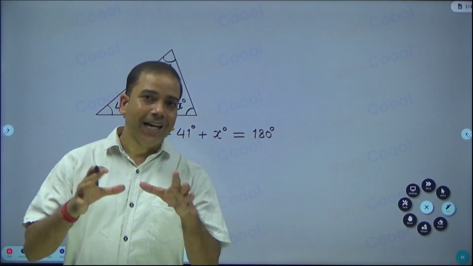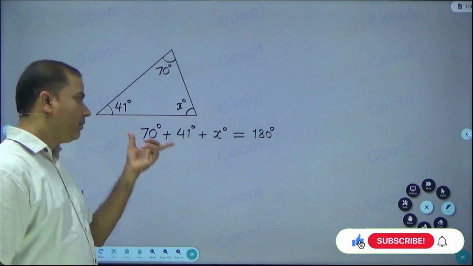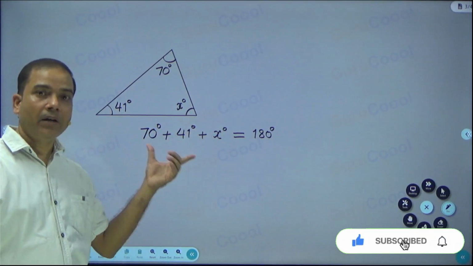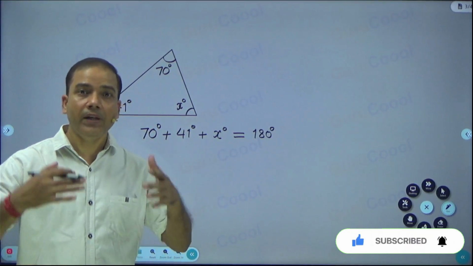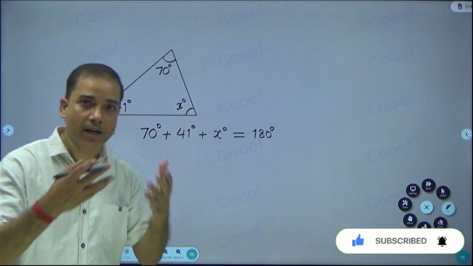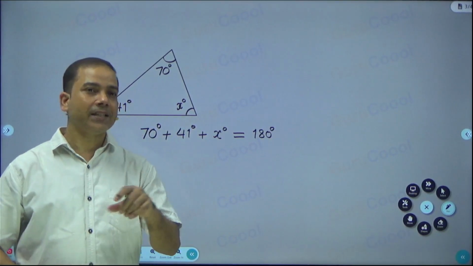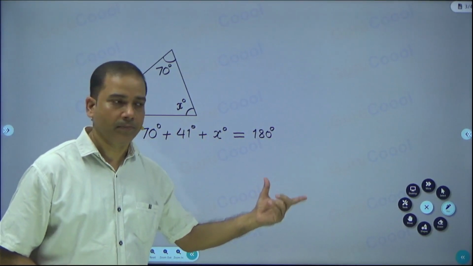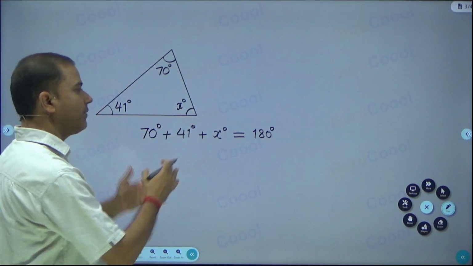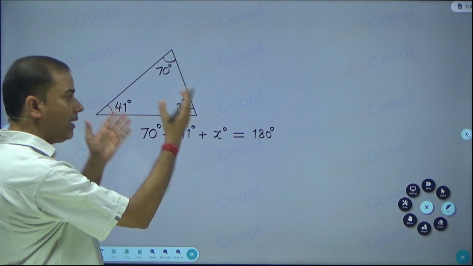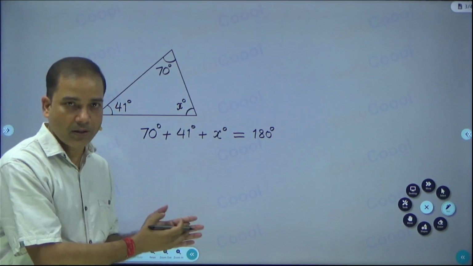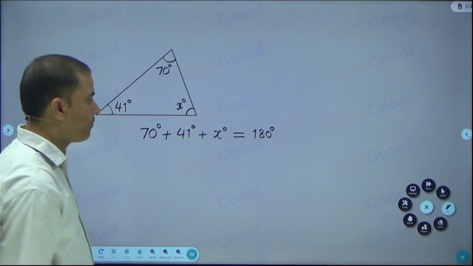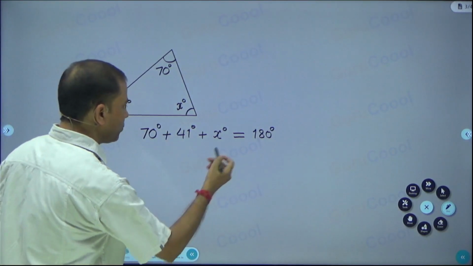By following the angle sum property of a triangle, we have set up our equation. Yes, we have set up our equation. This is very important. You must set up an equation. Well, once we have set up the equation, we have to solve it further. How? I'll help you, how to solve.